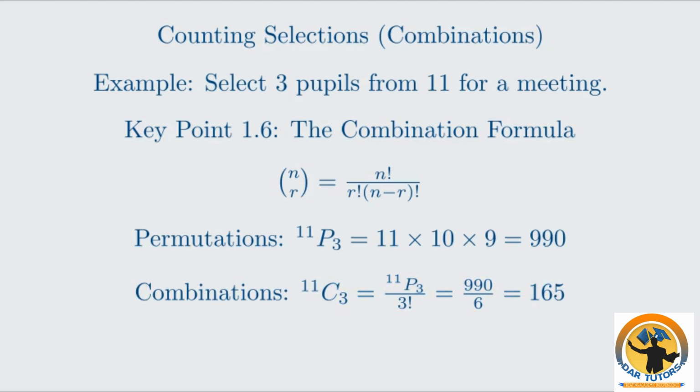The numerator, n factorial, is the total number of permutations of all n objects. The denominator, r factorial, divides out the arrangements of the r chosen objects, and n minus r factorial divides out the arrangements of the n minus r objects that were not chosen. Let's work through an example that combines combinations with the addition and product principles.